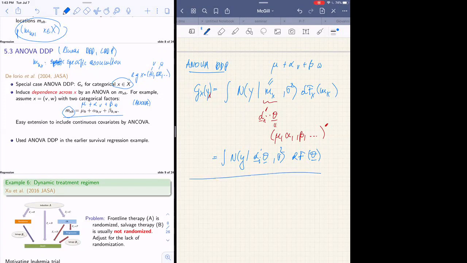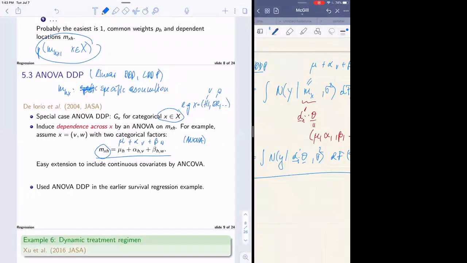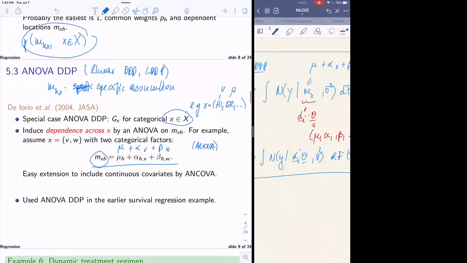I think this might be clear if you're familiar with writing an ANOVA model in terms of a design vector. Otherwise, maybe it was a little bit too fast. Then it just remains a footnote. If the dependence across X is a simple parametric model, then the DDP actually reduces to just a Dirichlet process mixture of that parametric model.